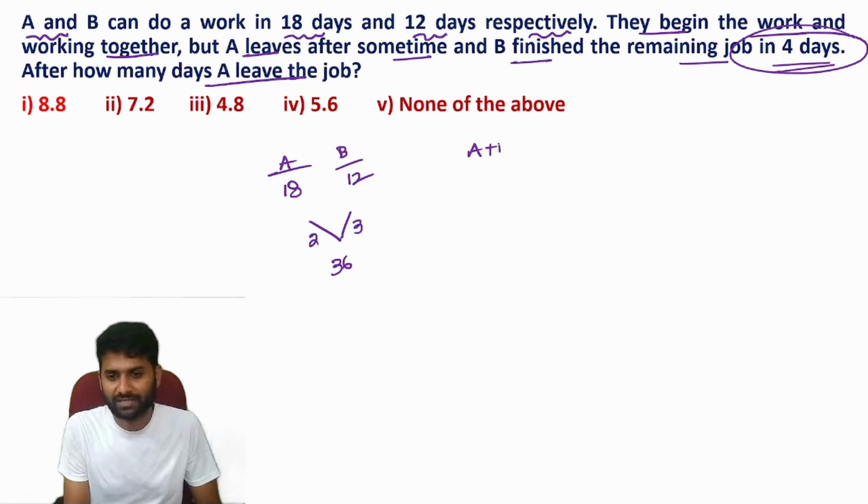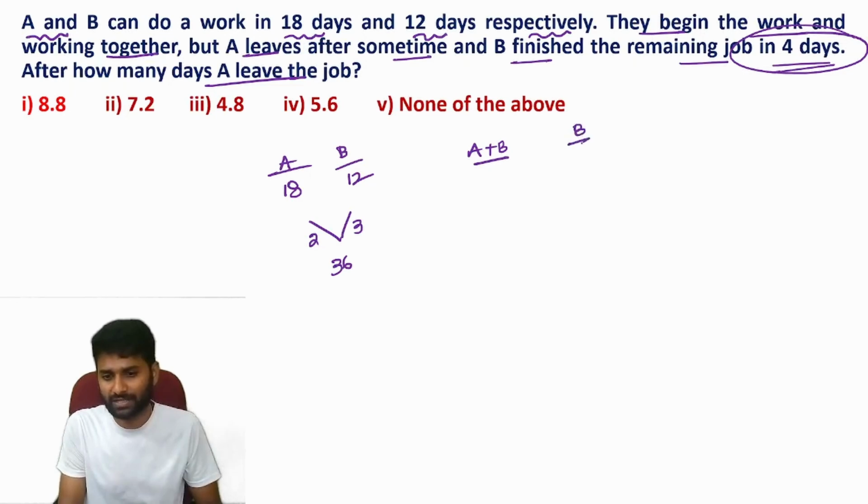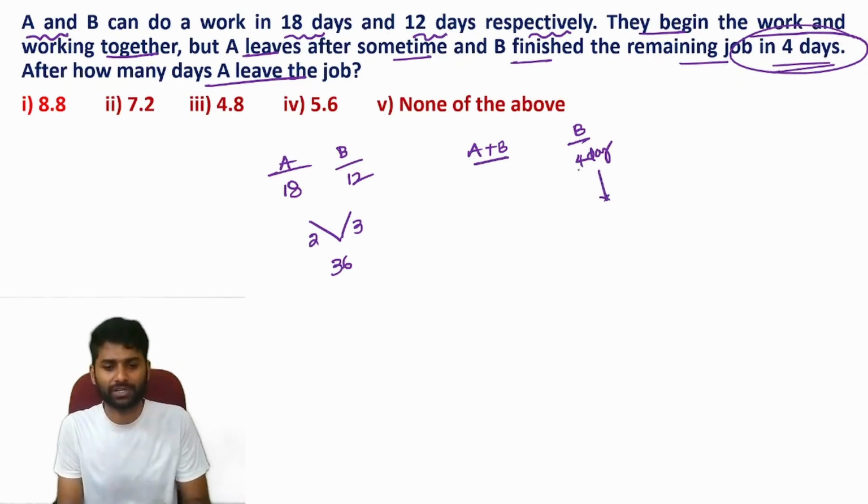And they clearly mention that A and B start the work. Now, if A and B start the work, we don't know how many days they work together. But they clearly mention that B finishes the remaining job in 4 days. Now you should understand that in the last 4 days B finishes the remaining work. So how many units can B complete in those 4 days? The efficiency of B is 3 units.